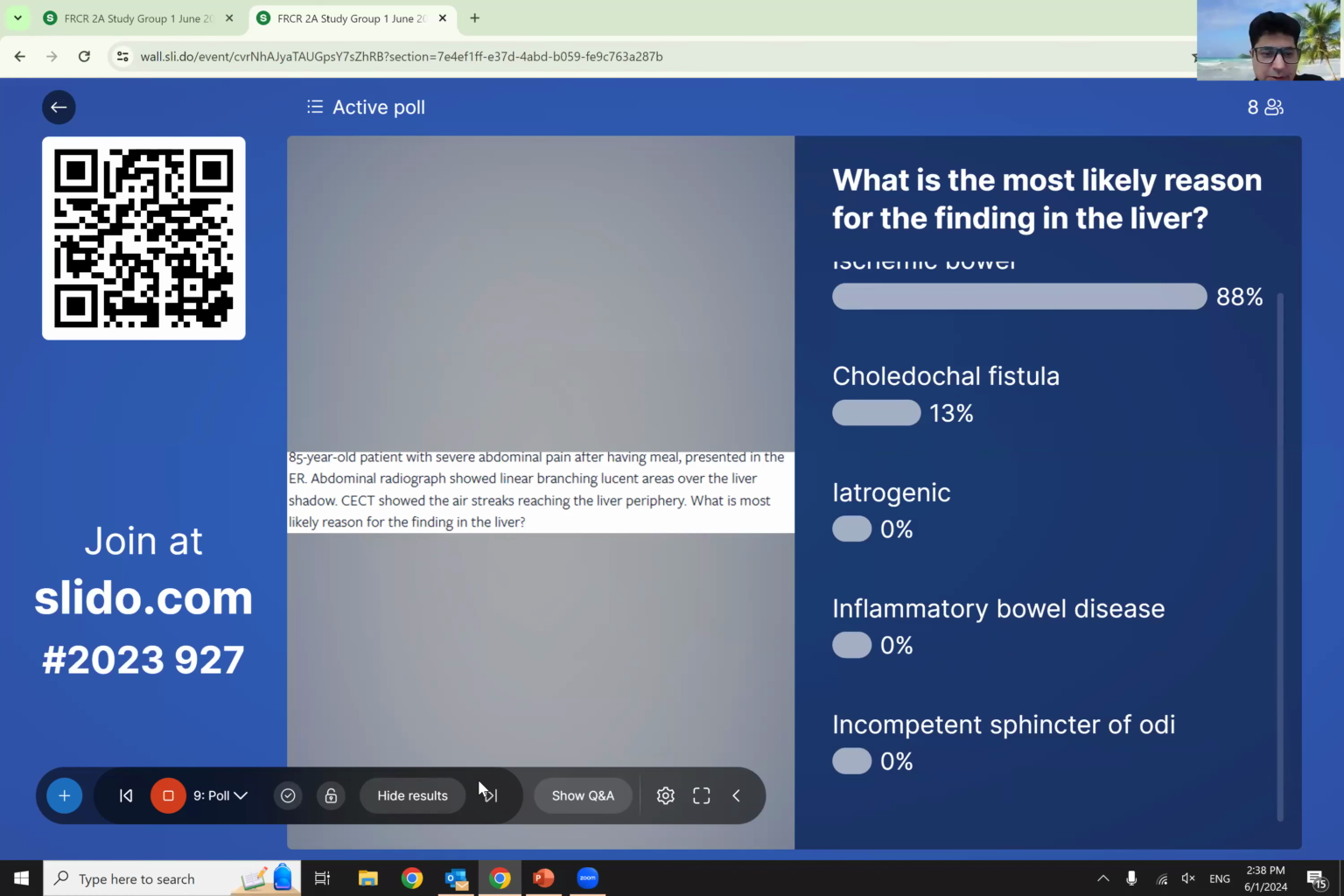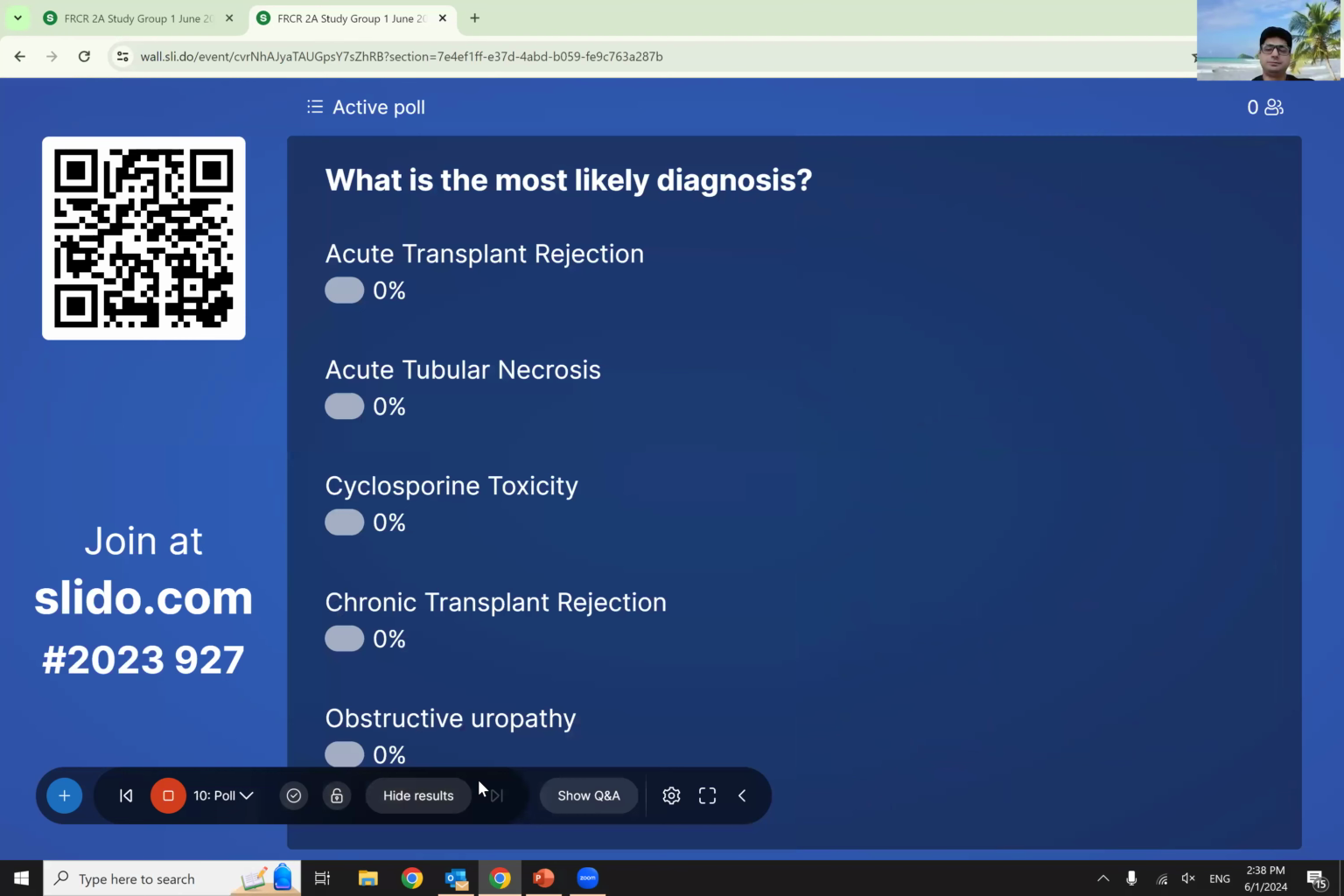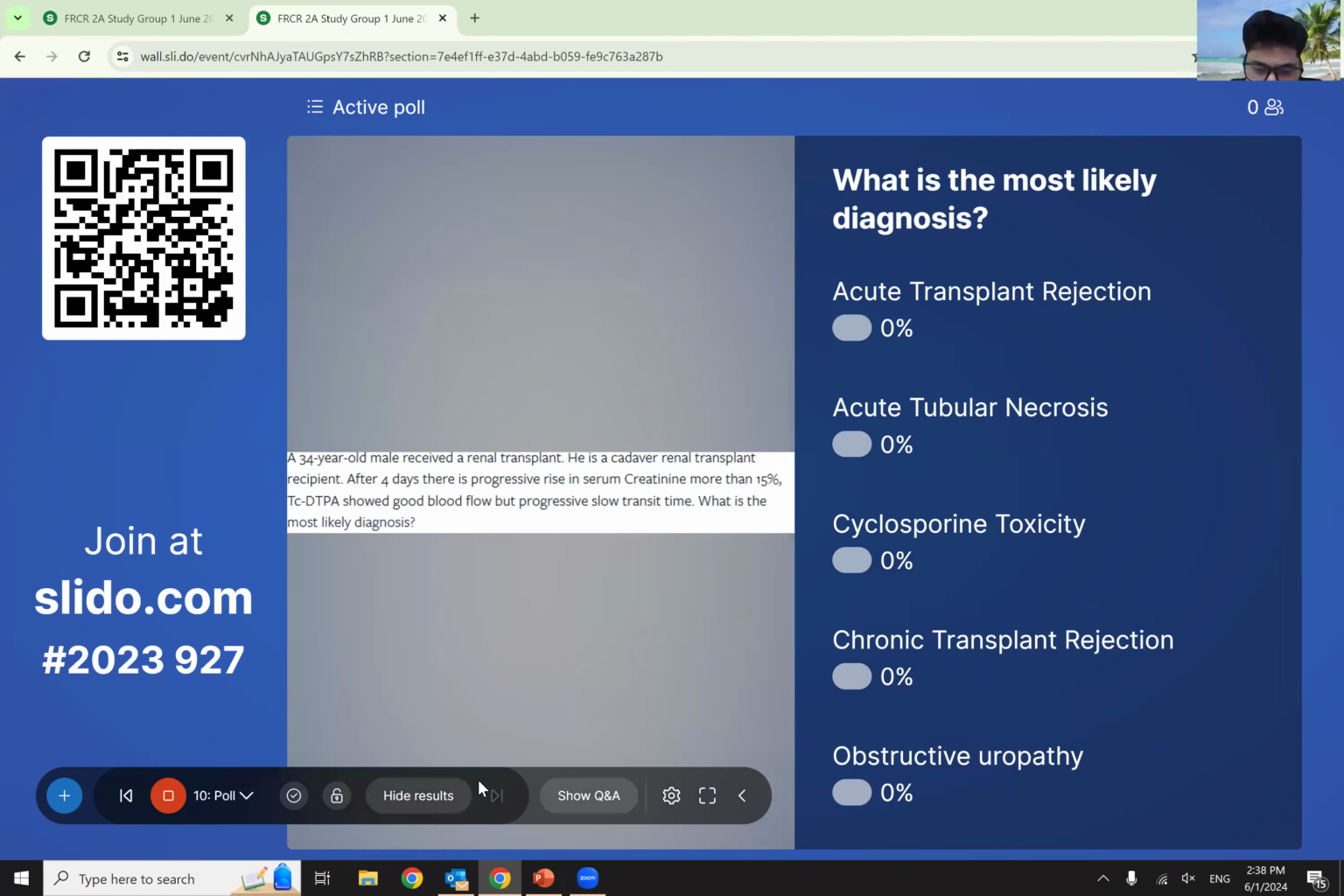Okay, I think we might be at the last question now. Okay, I hope you guys can hear me. After 4 days, consider that 2 days, okay? Ignore the 4. Consider days after 2 days, there is progression or progressive rise in serum creatinine more than 15%.